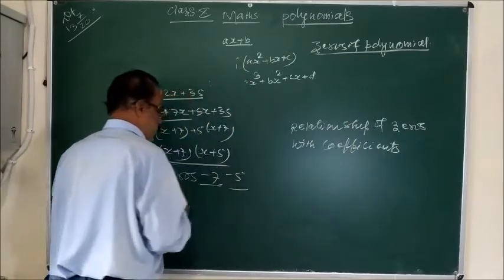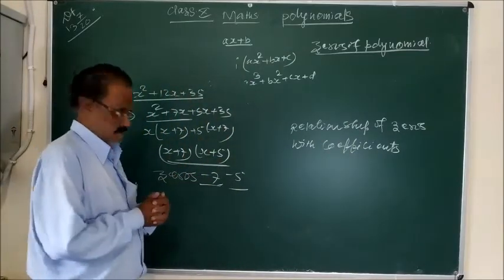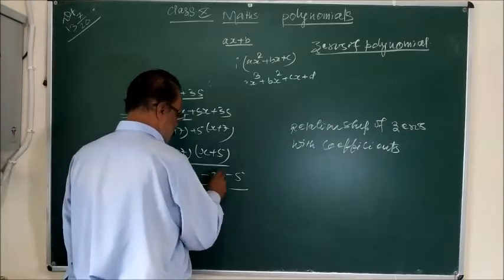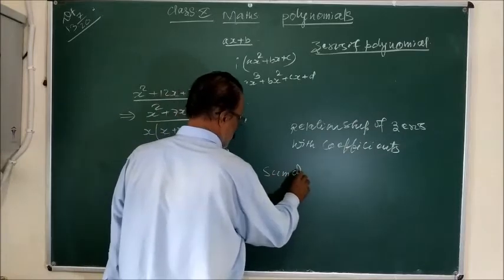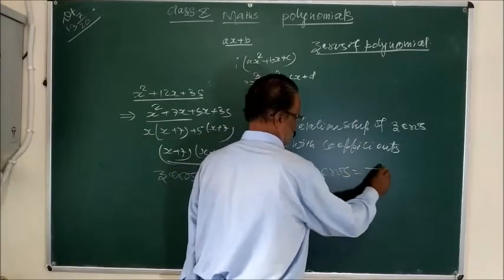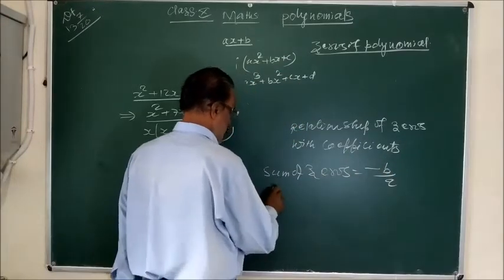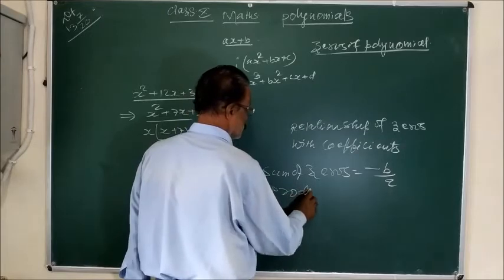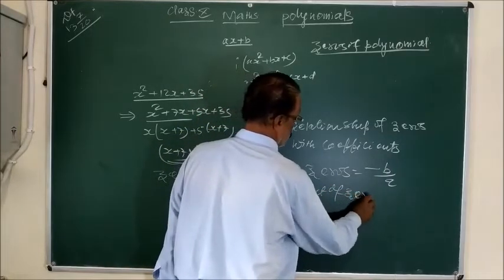And now you see the relationship of zeros with the coefficients. So zeros are minus 7 and minus 5. Sum of zeros, you can see this is a formula, minus b by a, and product of zeros is c by a.